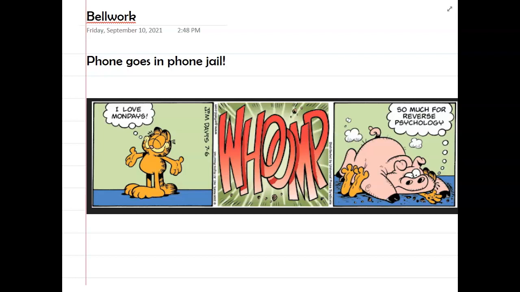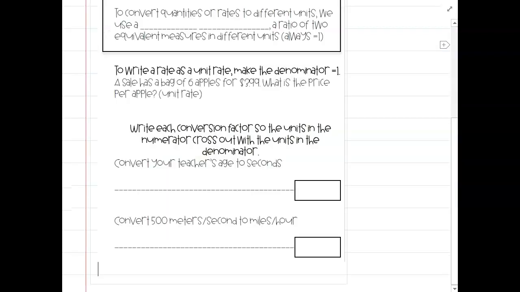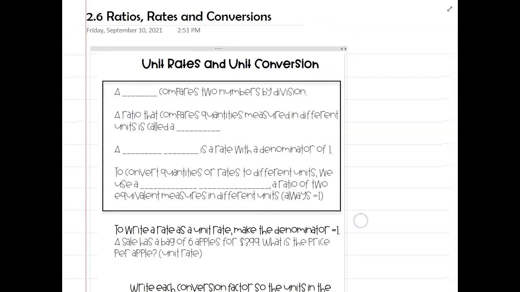Like honestly, out of all of chapter 2, I think this is probably my favorite section. Maybe even if you do chapters 1, 2, and 3, even 4, because I hate chapter 4. We'll get to that later. I love talking about ratios, rates, and conversions.